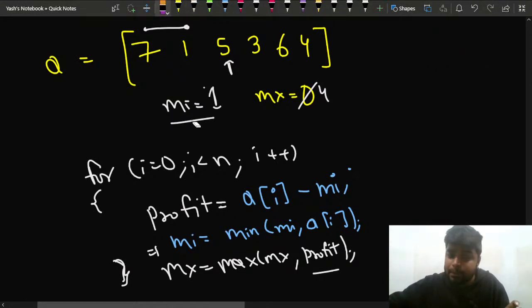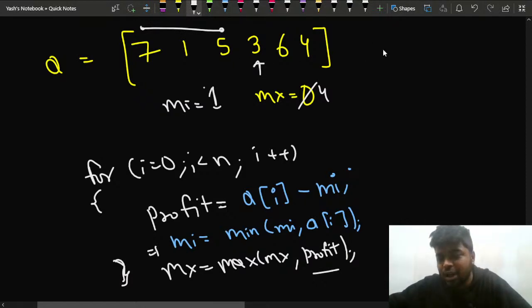Now will I update my minimum? No, I'll not update my minimum because the minimum is 1, and from this index till this index, the minimum is still 1, right? So now I move to this particular index. Now I'll check what is the profit.